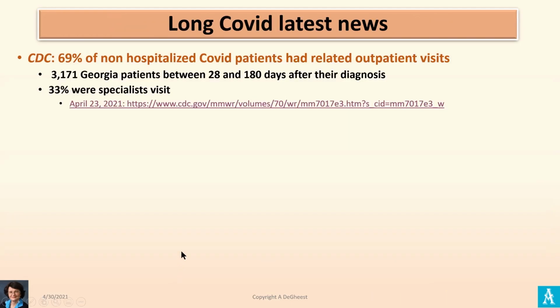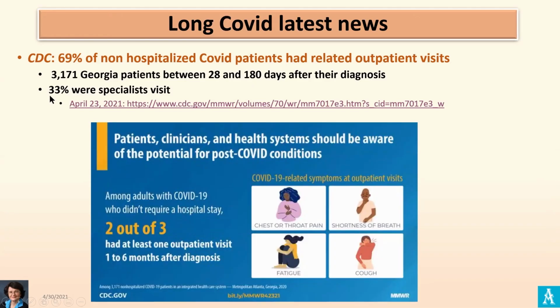Another news, CDC just came out with a study coming from Georgia. And what it shows is that 69% of non-hospitalized patients, again, the mild cases, had to have an outpatient visit within 6 months. And then a third of them had to see specialists. And these are all the symptoms I just mentioned. So these are staggering numbers. So it is real. People are not anxious. It's not a hysterical woman. This is reality. This is a true risk of COVID.